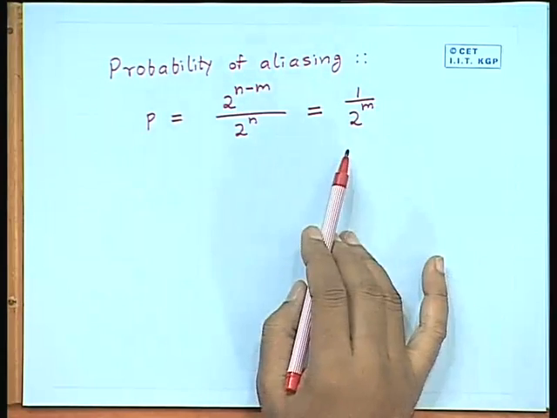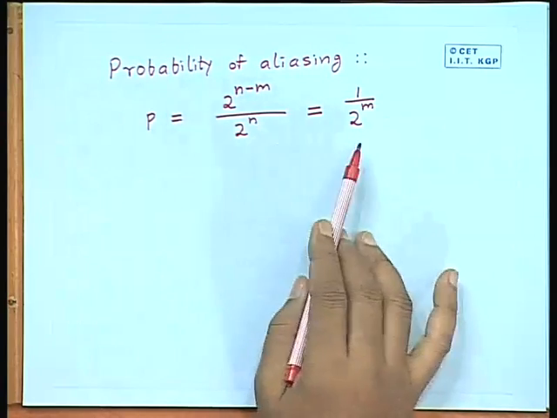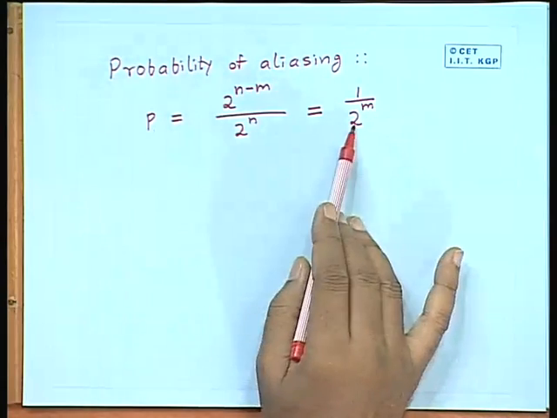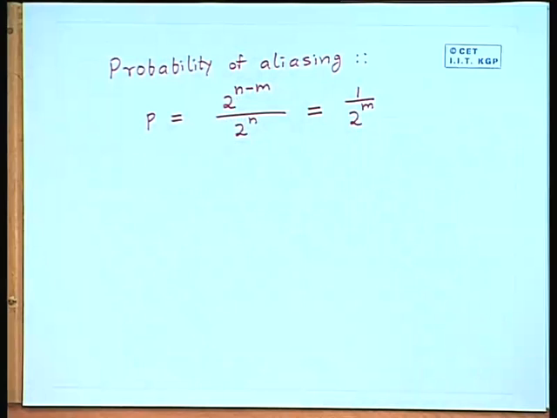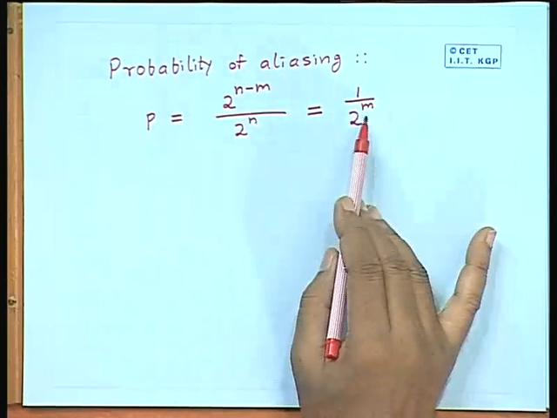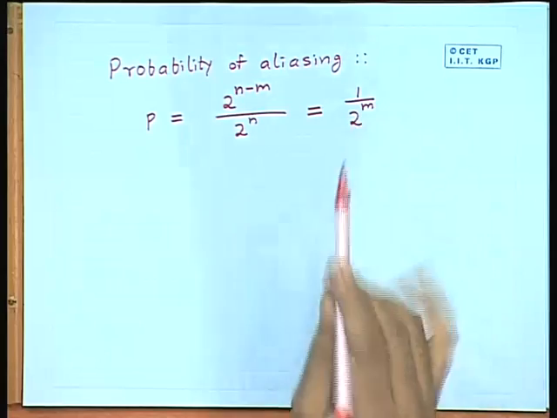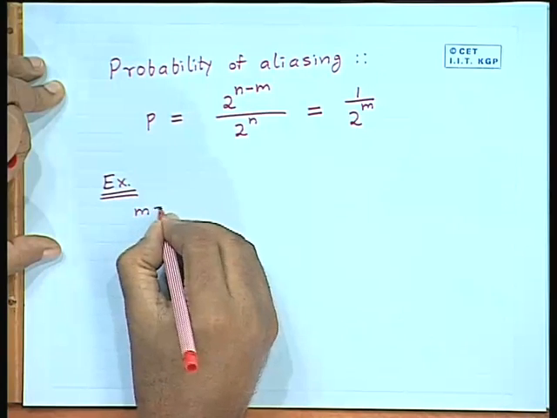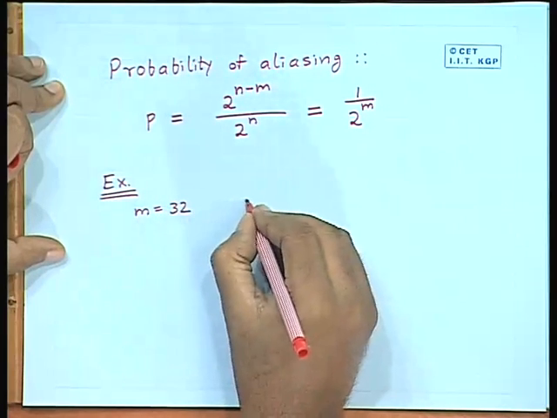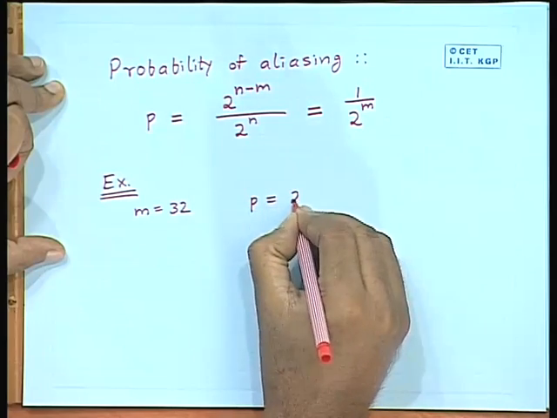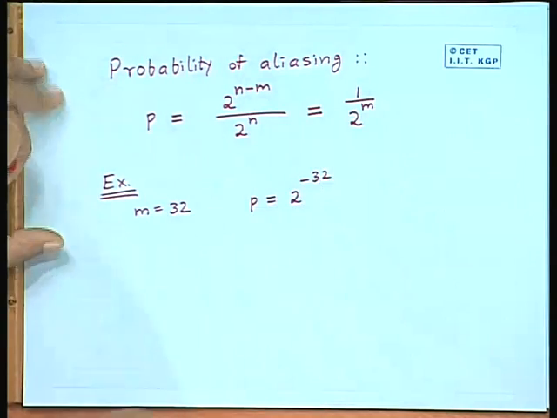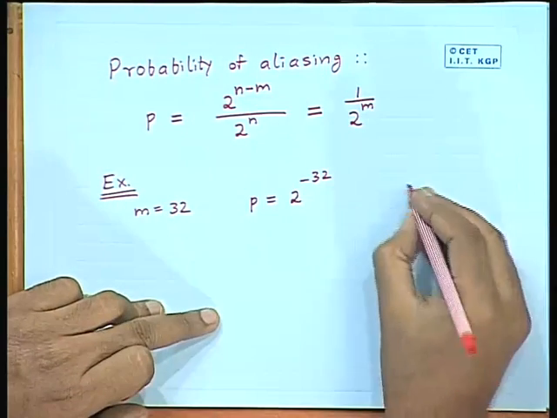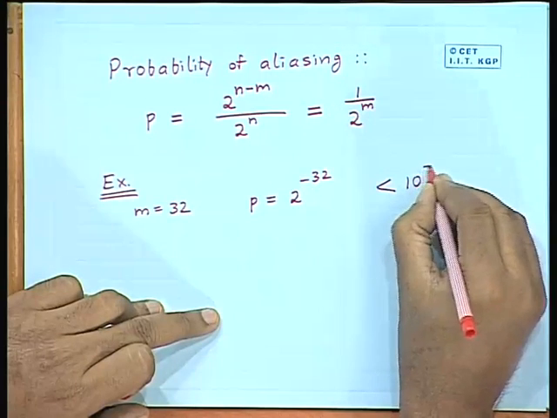So, you observe one interesting thing: of course, we had made some assumption like uniform distribution of the patterns, but the result we have got is a probability which is independent of the number of bits in the input stream. This depends only on the size of the LFSR. For example, if m equals 32, then the probability becomes 2 to the power minus 32. What does 2 to the power minus 32 mean? This is less than 10 to the power minus 9.